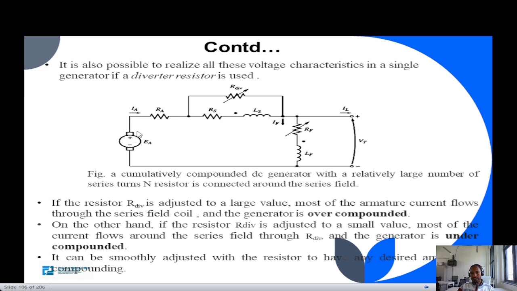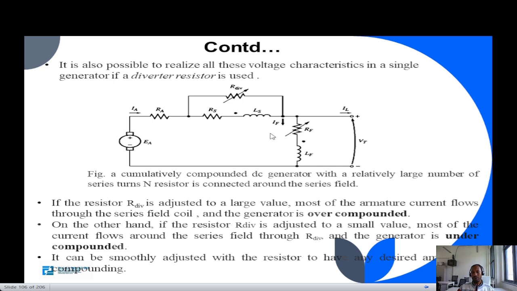If the diverter resistor is adjusted to a high value, obviously the armature current IA which reaches here, if our diverter resistance is very high, almost no current is going through it. Most of the current will come through the series winding. So if we assume that the diverter is not there, this is going to be a simple compound generator. We call this an over compounded type.